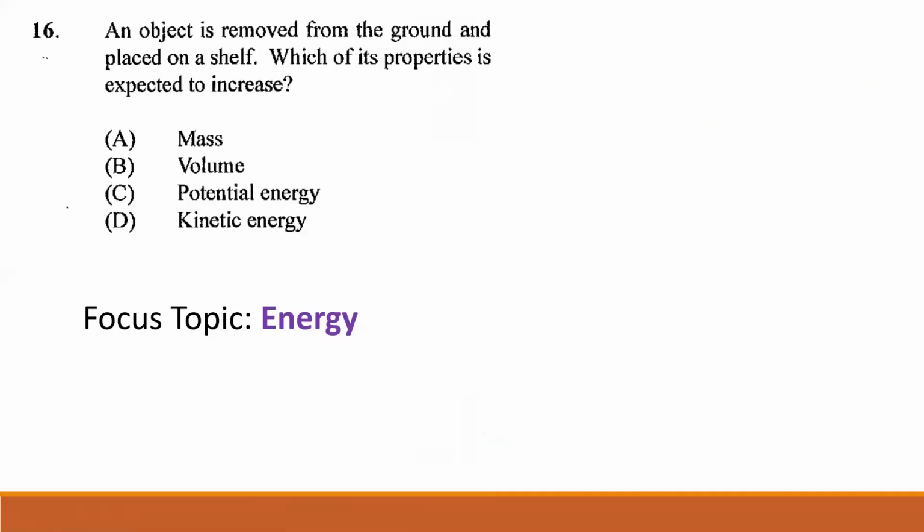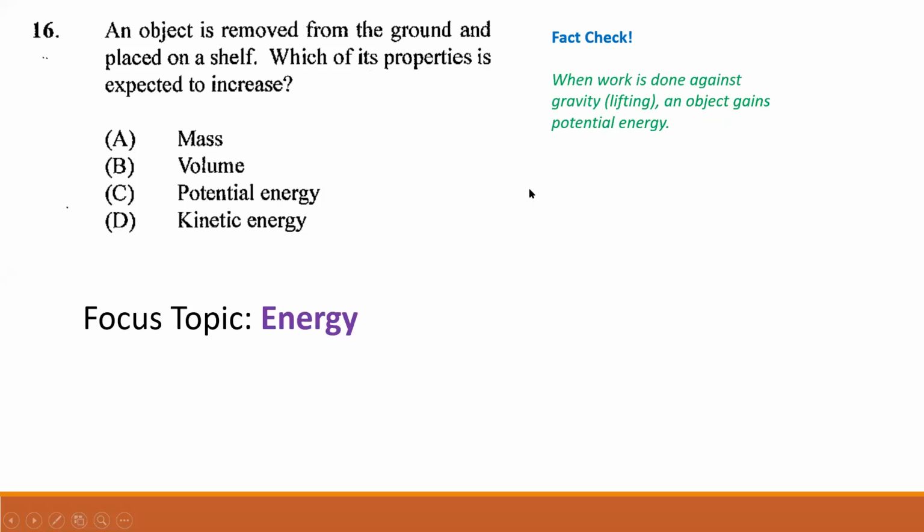Number 16, an object is removed from the ground and placed on a shelf. Which of its properties is expected to increase? We know that when work is done against gravity, an object gains potential energy. It doesn't gain anything else. So your answer should be C.